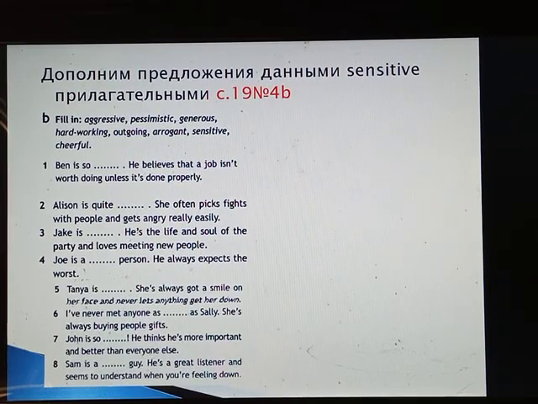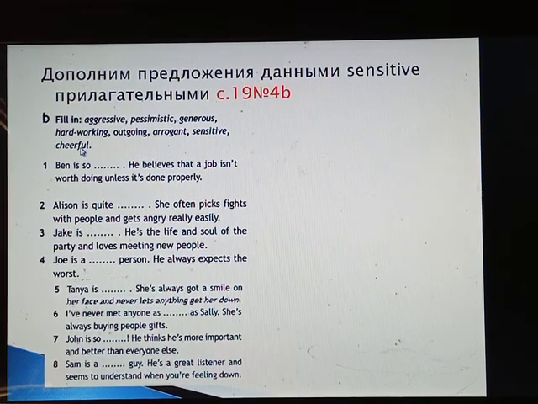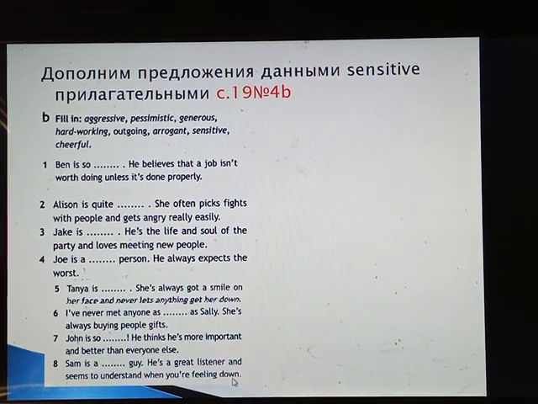Now working with the adjectives further. There are some of them: aggressive, pessimistic, generous, hardworking, outgoing, arrogant, sensitive, and cheerful. Your task is to put the adjectives into the sentences. Stop the video and do the task.